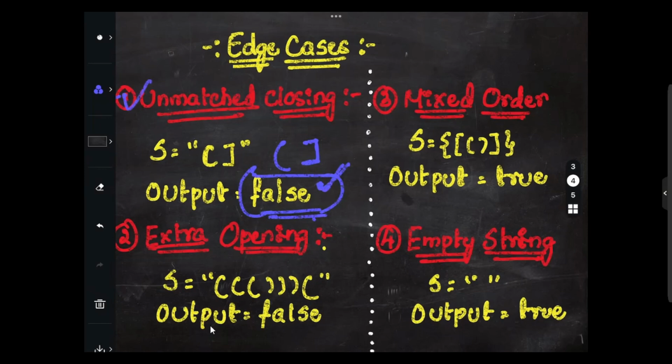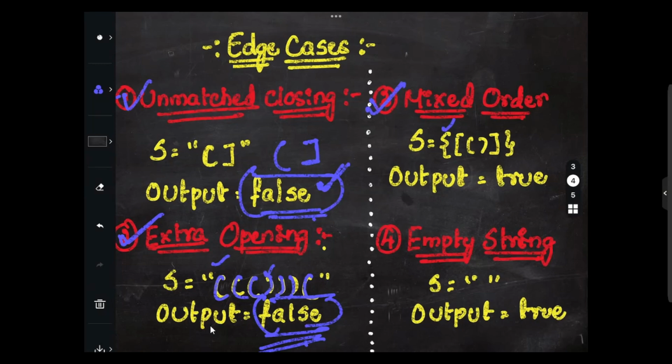The second edge case that we need to keep in mind is extra opening. See here, we have an opening parenthesis and a closing one, and these two are fine. We have another opening and closing, these two are fine. But we have an extra opening bracket and we don't have the closing parenthesis for that. In that case, we need to return false as well.